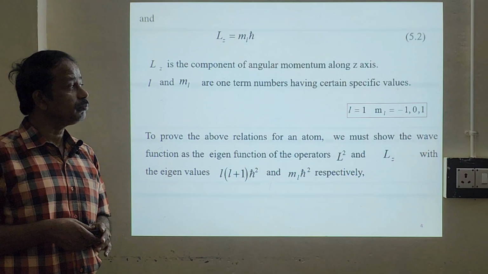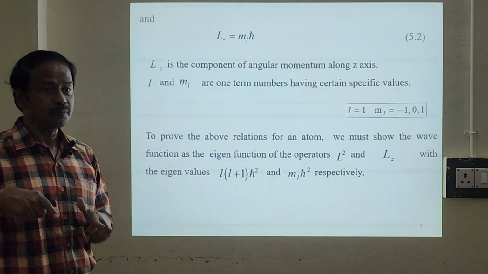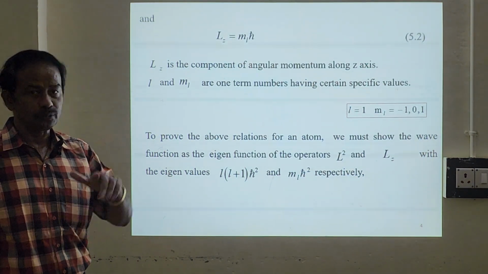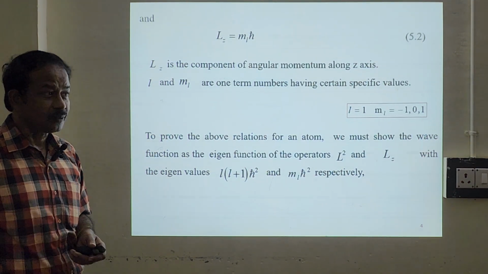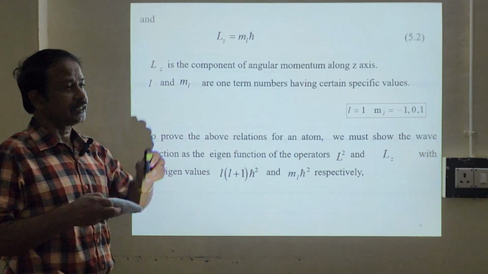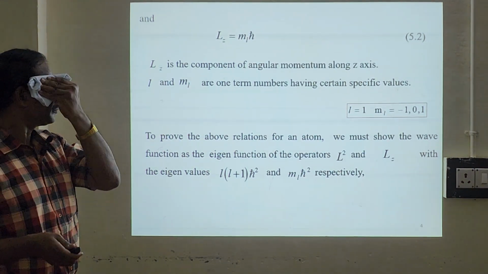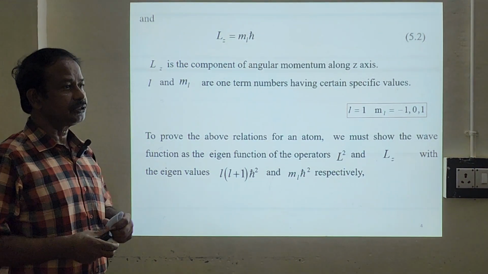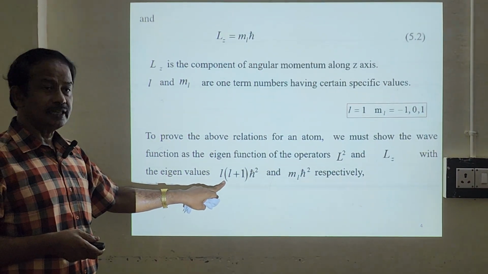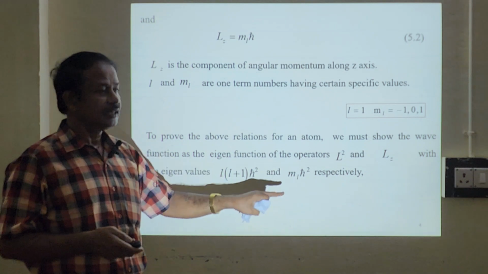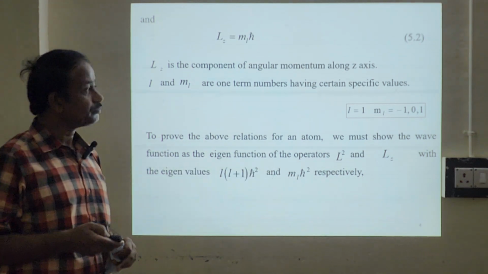For l equal to 2, ml will be minus 2, minus 1, 0, 1, 2. We have 5 values. Okay, so they are all discrete values. They are all quantized values. So these two expressions we are going to get today. As I said, the eigenvalue of your L squared will be this one, and the eigenvalue of your Lz will be this one.